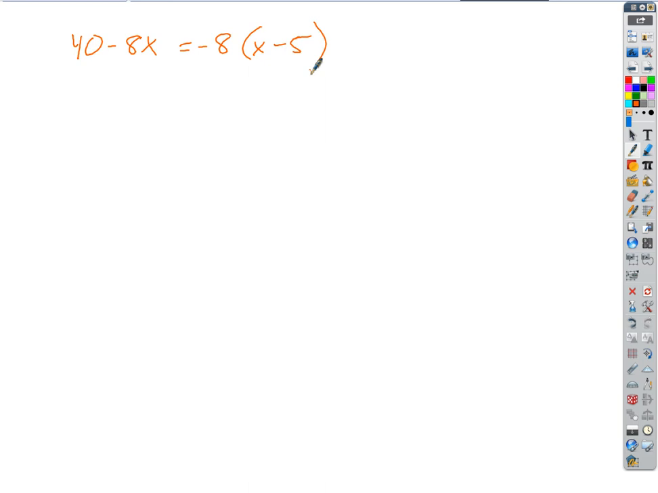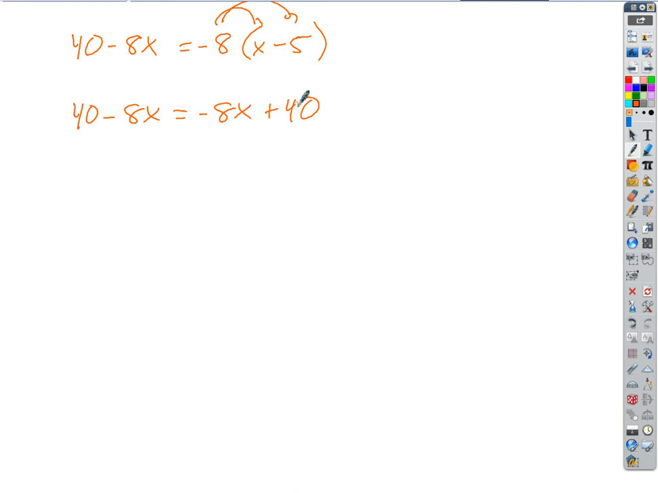So the white sheet, number 12. Okay, same kind of thing, right? I'm going to simplify first. What am I going to do first, obviously, here? The right side, distribute. So we get 40 minus 8x equals negative 8x plus 40.